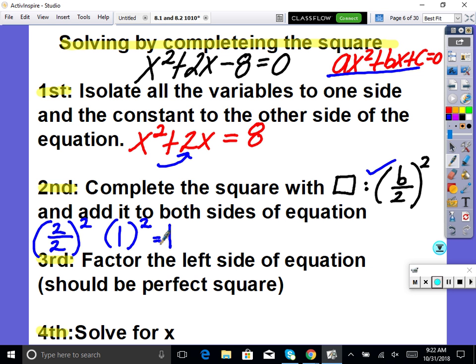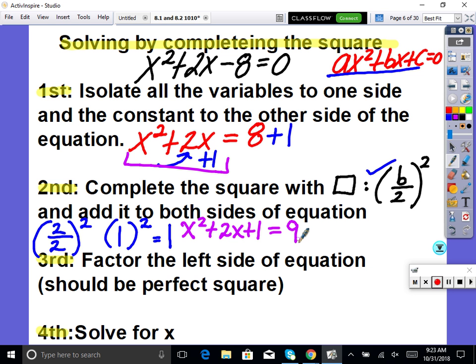So we're going to add that to both sides of the equation. We're not changing it because we're doing it to both sides. Remember, if we do something to both sides of the equation, it's okay. So I'm going to add 1 to both sides. We're choosing to manipulate it in a smart way. You'll see why. Now on the left, rewrite what we have: x squared plus 2x plus 1, and that's equal to 9, right? 8 plus 1, 9.